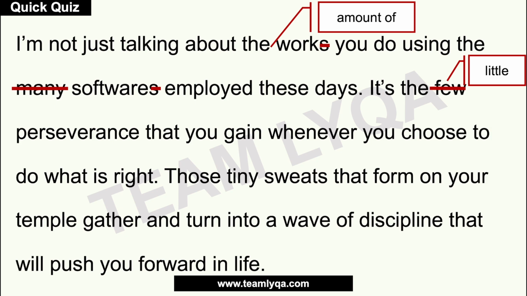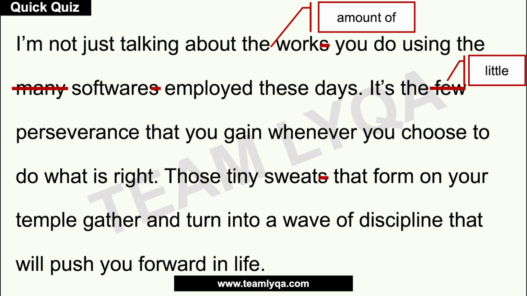Now, ang sweats ay mali. Kung ibig sabihin niya ay yung pawis, okay, ang sweat, di ba, is a liquid mass noun. So, we just say sweat. Pero, I feel, ang gusto niya sabihin ay yung mga butil-butil na pawis dun sa ating, di ba, sa temple natin kapag tayo ay nag-iisip ng maigi, no, or nagtatrabaho.